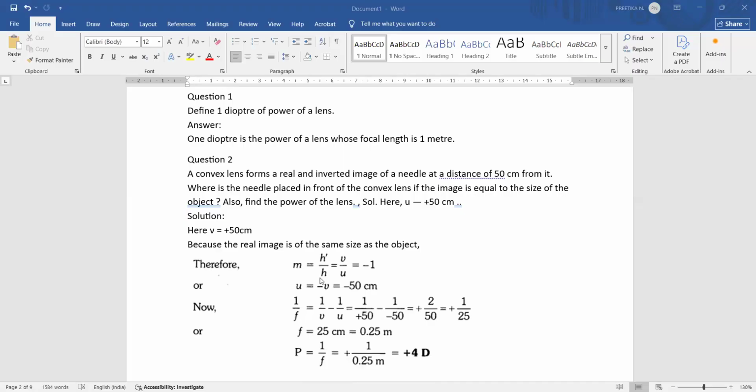And now we will convert it into meters, because the SI unit of power, the diopter, is actually equal to 1 over the focal length in meters. So we converted the focal length to meters, and it came out to be 0.25 meter. And then we simply applied the power formula, which is 1 by focal length, and we found the answer. Now these two sums you need to note, and understand also.